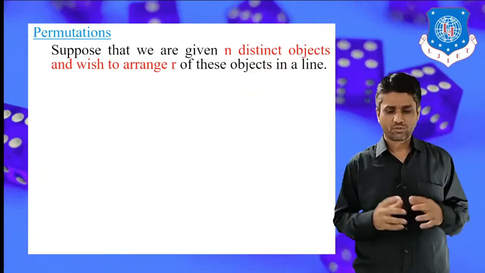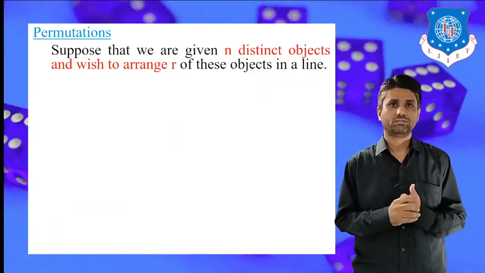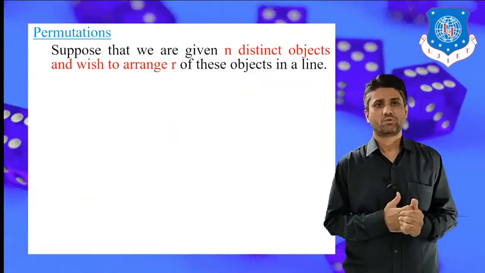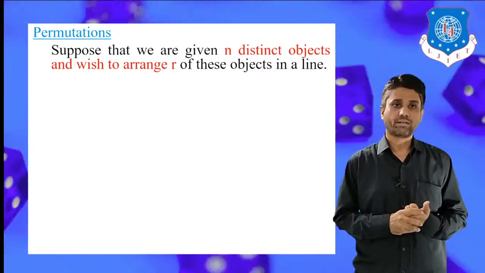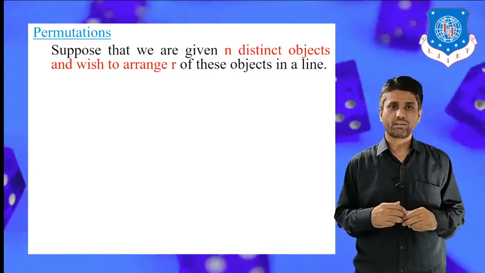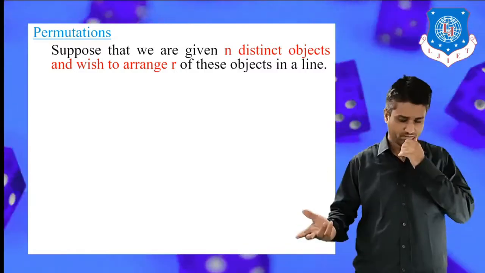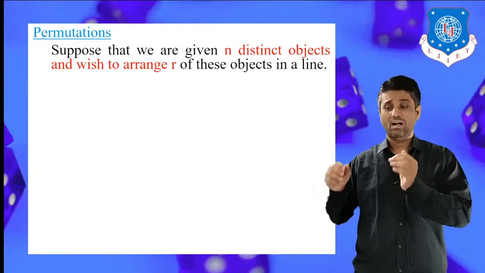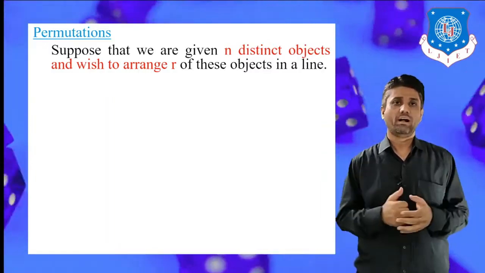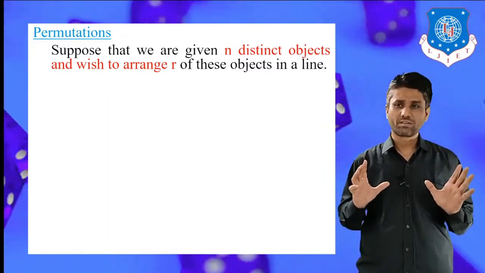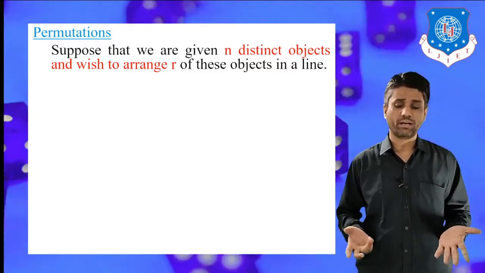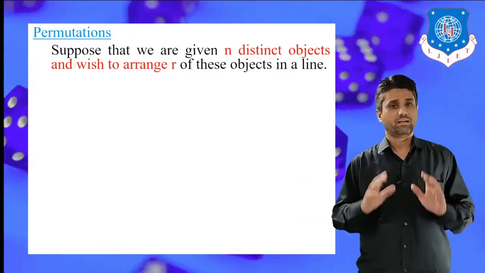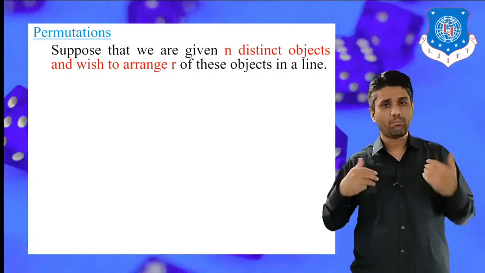So let's move on to the topic, permutation. First of all, we have to learn what permutation is. Suppose there are n distinct objects given and we are interested in picking or drawing r objects out of n objects. Then permutation tells us how many different possibilities there are to pick r objects out of these n objects. That is permutation.